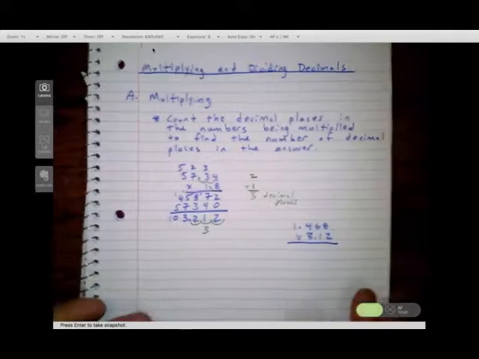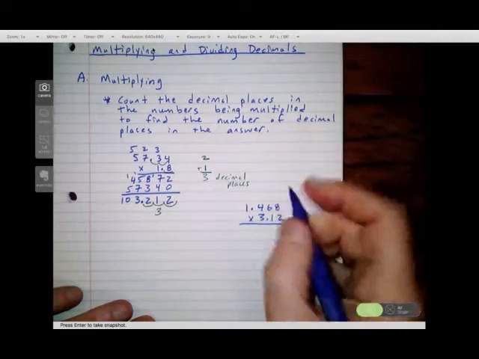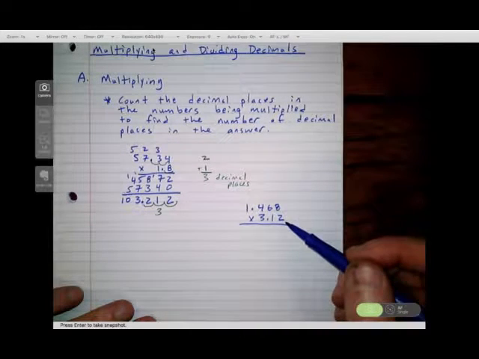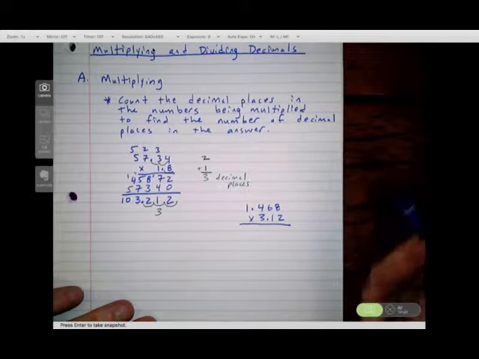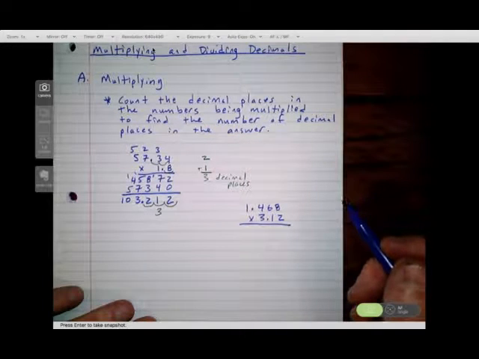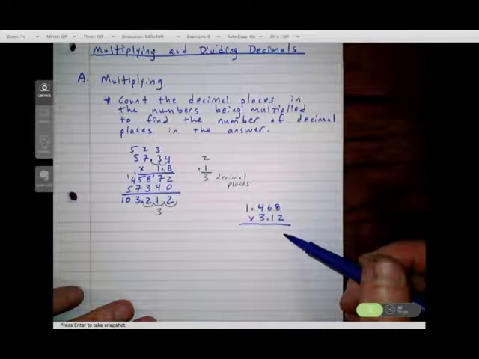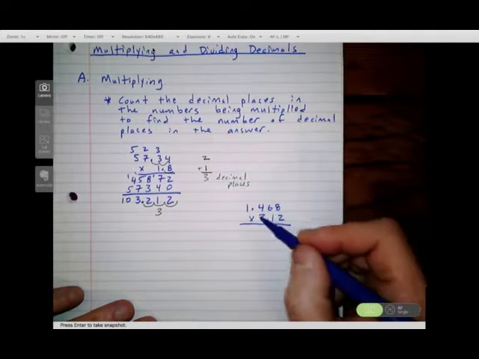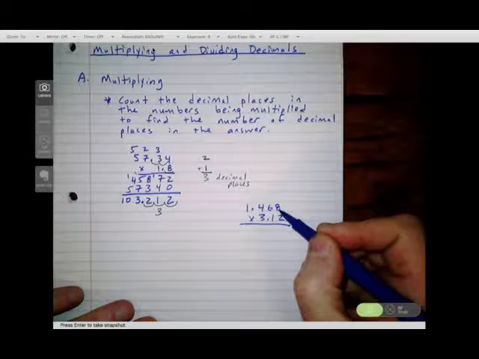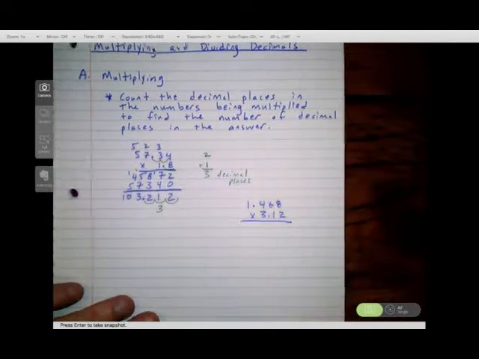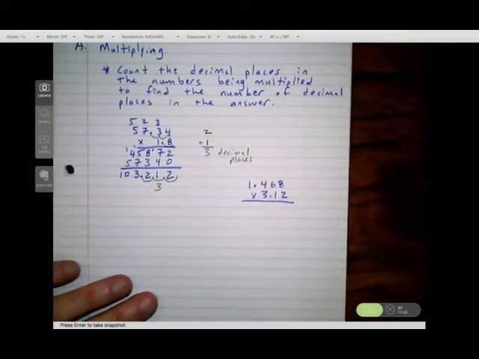Okay, let's look at another one. Before I do this, let's take a look at it for a minute and try to figure out how many decimal places are going to be in the answer. I'll let you think about that before I answer it. I'll give you a few seconds here. So again, how many decimal places will be in the answer? Alright, well hopefully you'll notice that there are 3 numbers here, 2 numbers here, so there will be 5 total decimal places in the answer. And we'll go over that again here as we work it out.